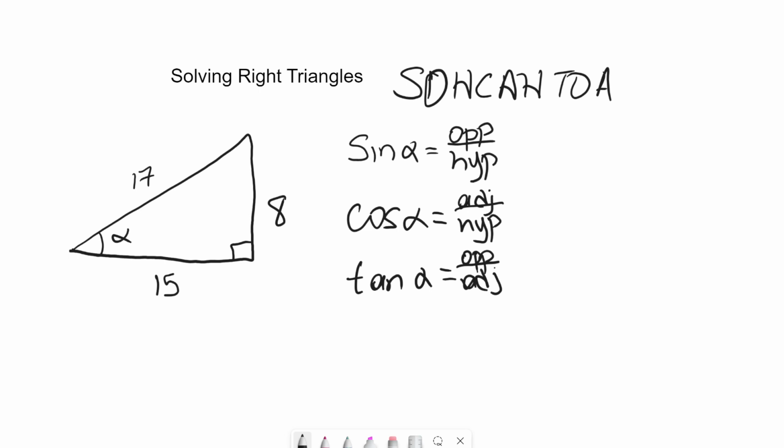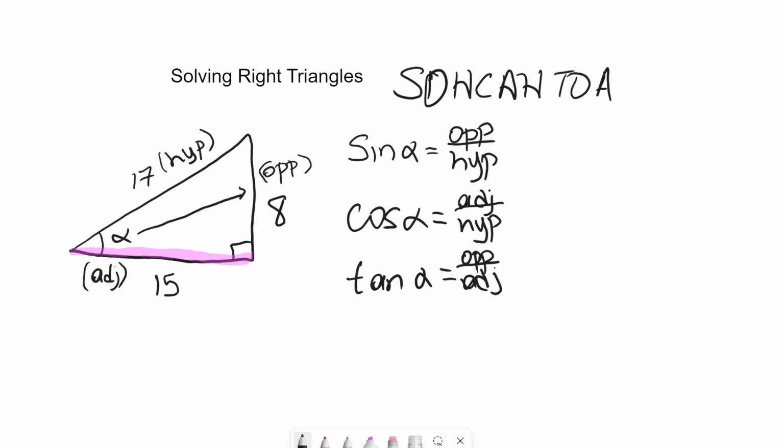So if I look at my alpha, the angle that's given, I'm going to need to identify where's my opposite side. And remember, the opposite side is always the side that is facing my angle. So this is going to be opposite. Then the side that's right beside my angle, that's going to be my adjacent side. And then, of course, the longest side of the triangle is my hypotenuse.